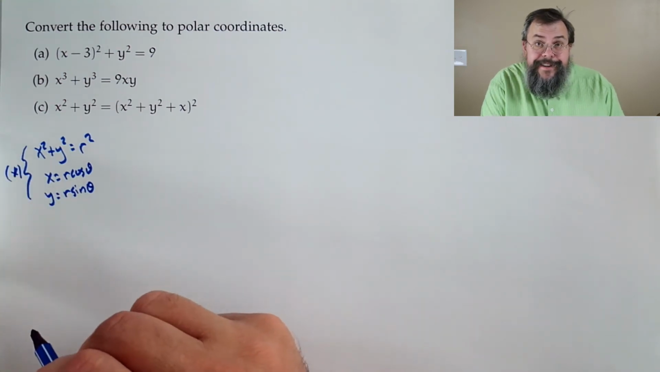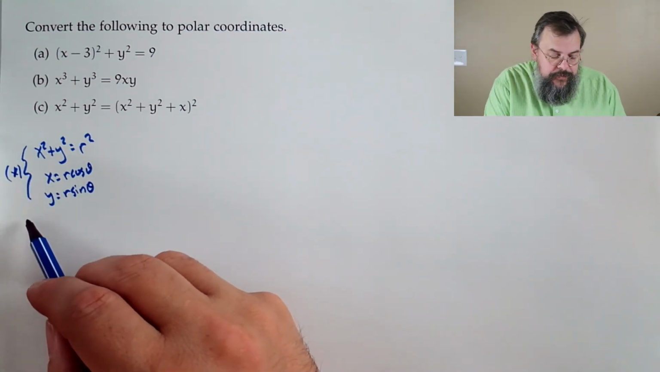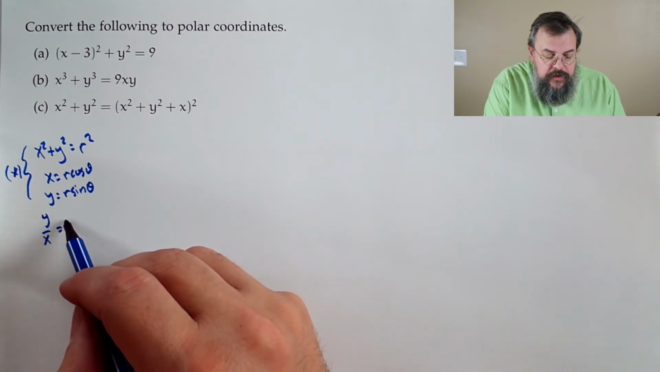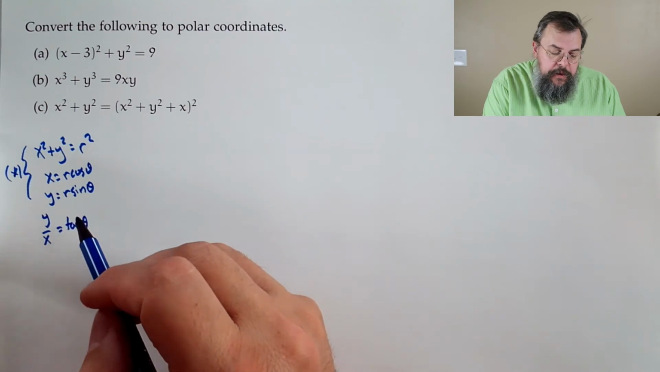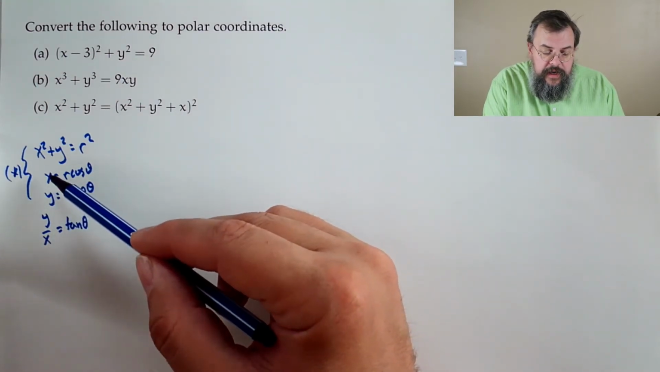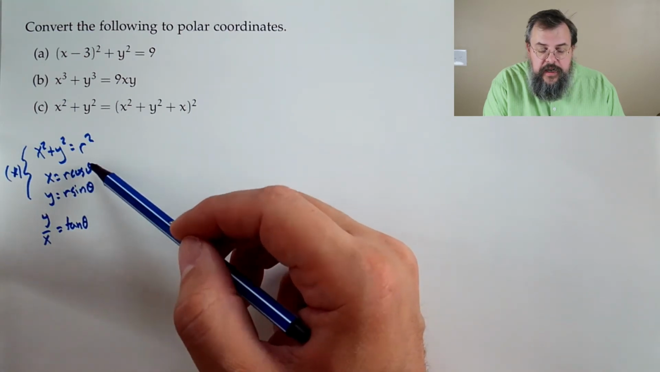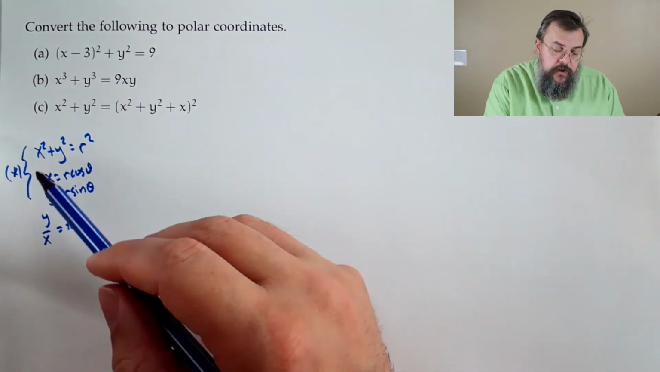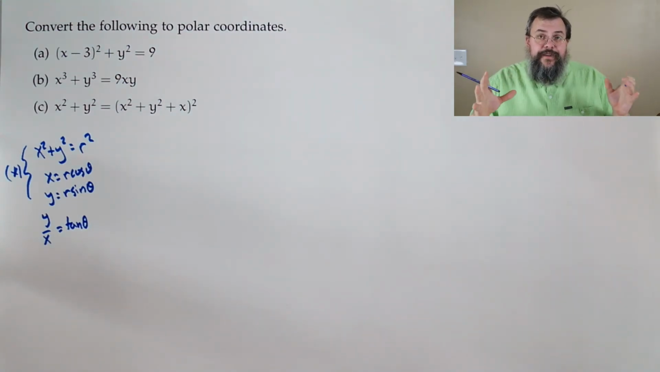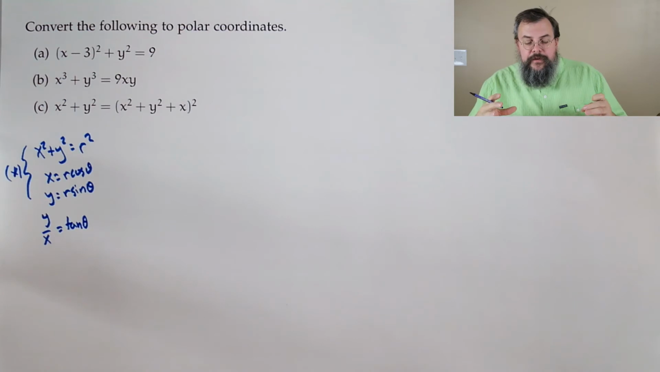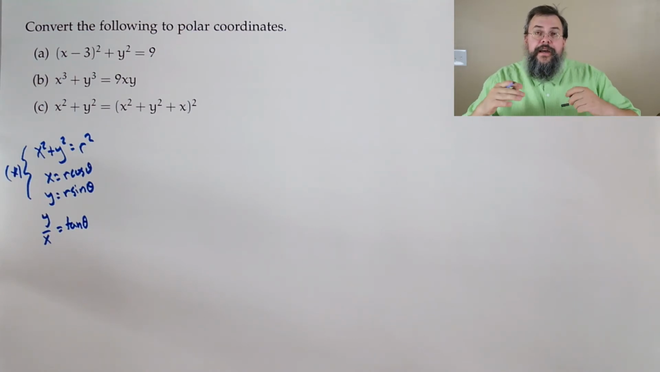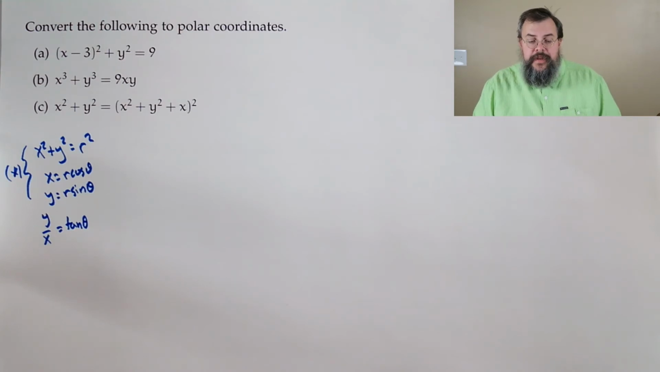In a pinch, if we're having a struggle, there's one more, which is that y over x is equal to tangent theta. But if you look, it actually just follows from the two above. You see y over x, well, the r's cancel, sine over cosine is tangent. So what we're going to look for is things that look like x squared plus y squared. And if we don't have those, well, we can just substitute in for x, we can substitute for y, and then we do a lot of cleaning up.